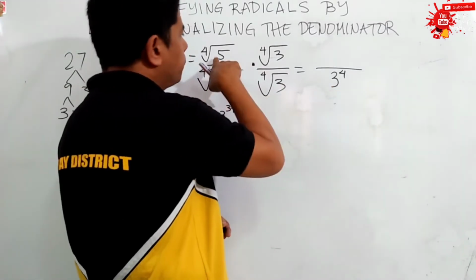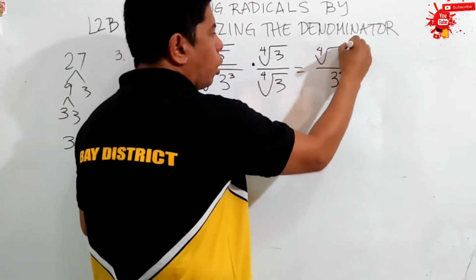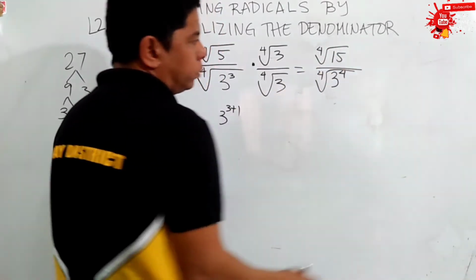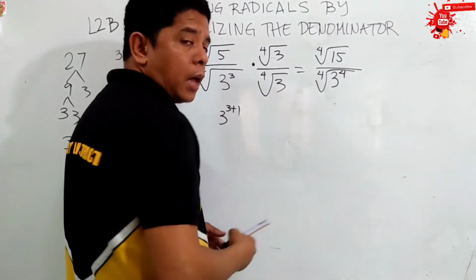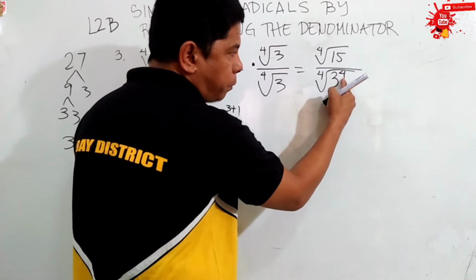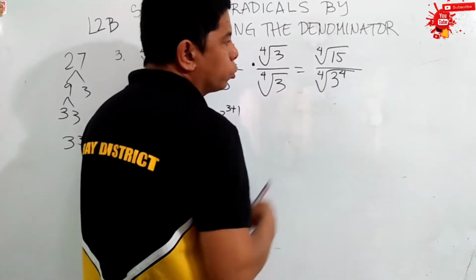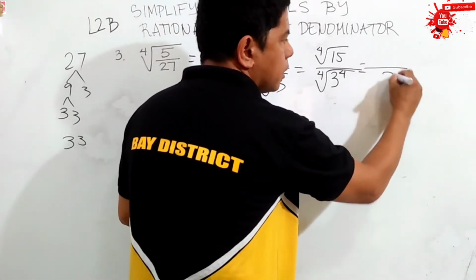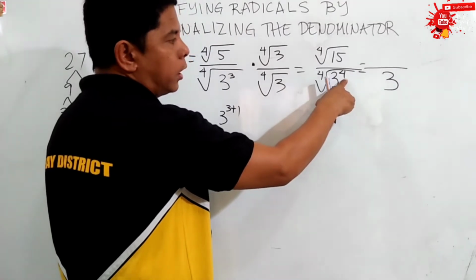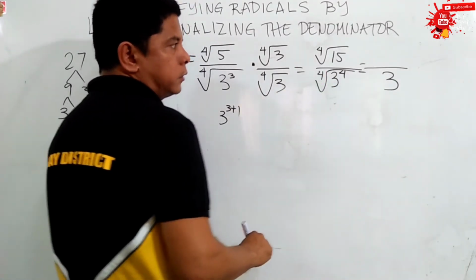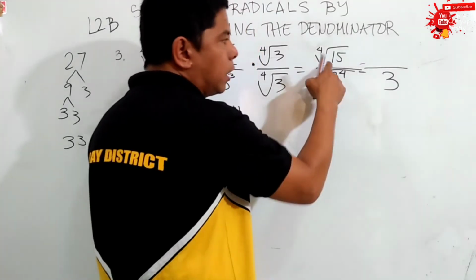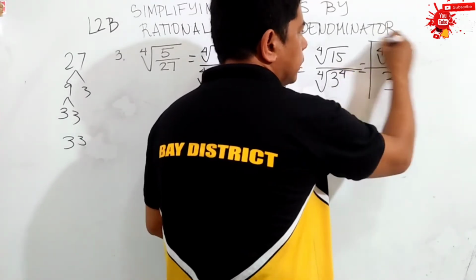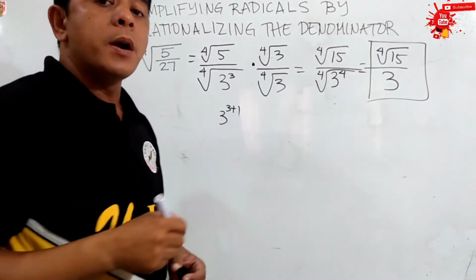Okay? Then, 5 times 3, we have 4th root of 15. Lagyan natin to ng 4th root of 3 raised to the 4. Kaya masisimplify natin na ang denominator kasi equal na yung exponent sa radical at index. The 4th root of 3 raised to the 4 is equal sa 3. Nawala na ang exponent ng radical at nawala na yung radical symbol natin. At yung sa taas, hindi na yung masisimplify. We have 4th root of 15. Ito po yung sagot natin sa example number 3.